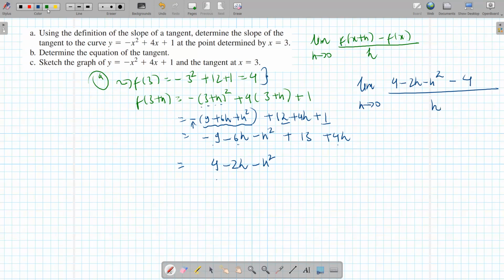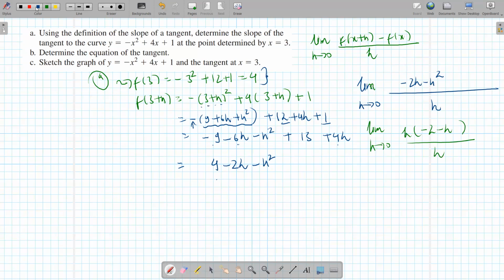Now look at the beauty of this. We're almost done. 4 and 4 cancels out, right? 4 minus 4 is a 0. What do we do next? The goal is to cancel out that h on the bottom. Can we pull anything out in the numerator? An h. Yeah, you can pull out an h, so it becomes limit as h goes to 0. If you pull out an h, what are you left with? Negative 2 minus h.